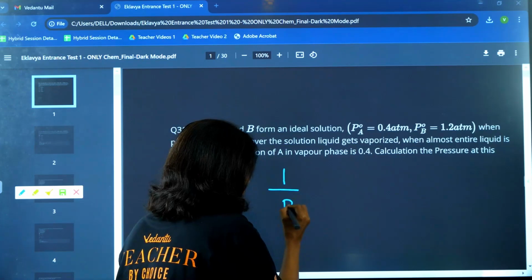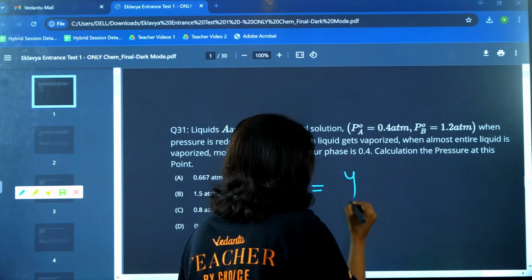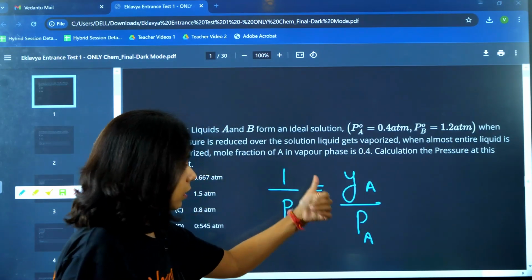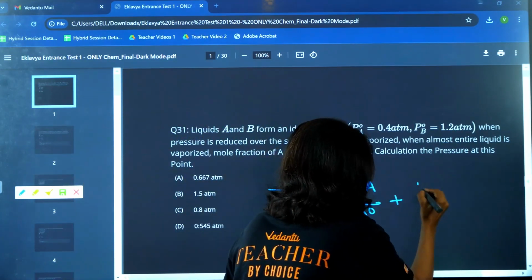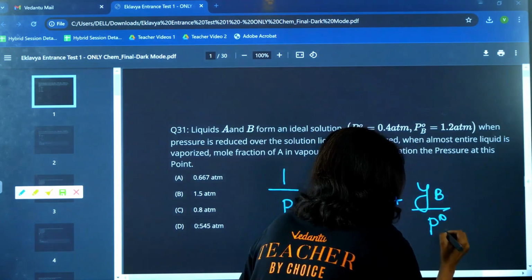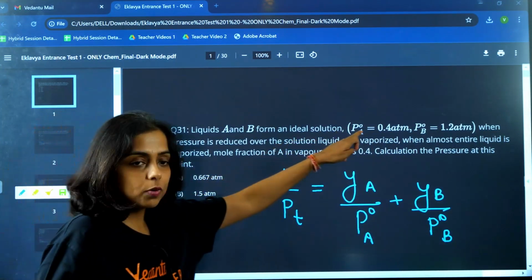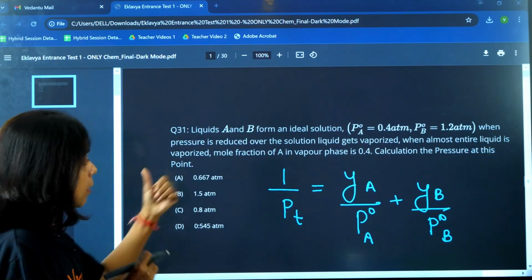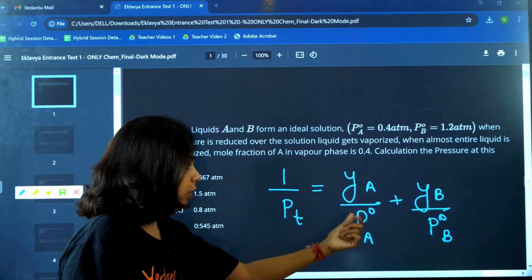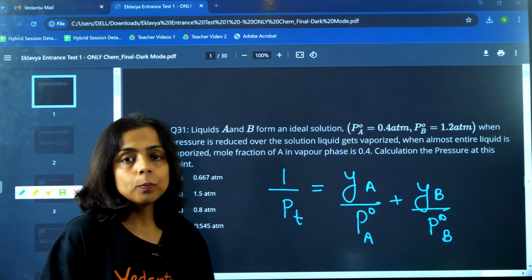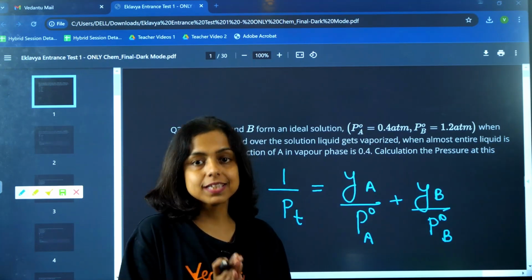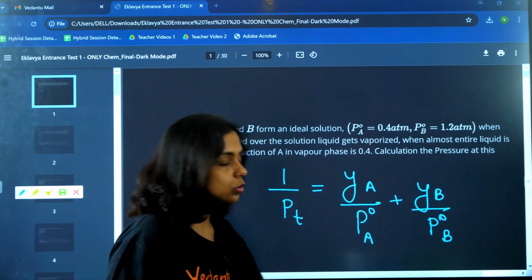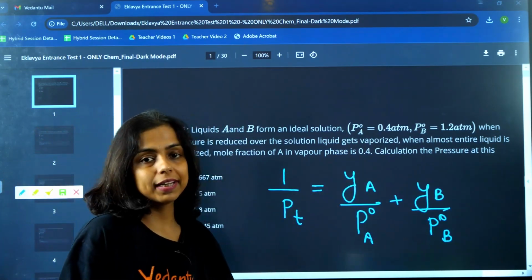So 1 by P total, the total vapor pressure, is equal to YA, the mole fraction of A in vapor phase, because the question gives the vapor phase, upon P naught A, plus YB upon P naught B. Everything is given to you guys: the vapor pressure of pure component A, the vapor pressure of pure component B, and also the mole fraction of A in the vapor phase is 0.4. That means YA is given, and the sum of mole fractions of all the components is unity. That means YB is 0.6. So I am sure by putting the values you can get P total.